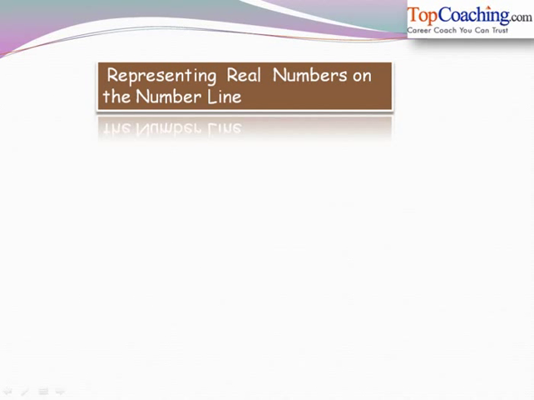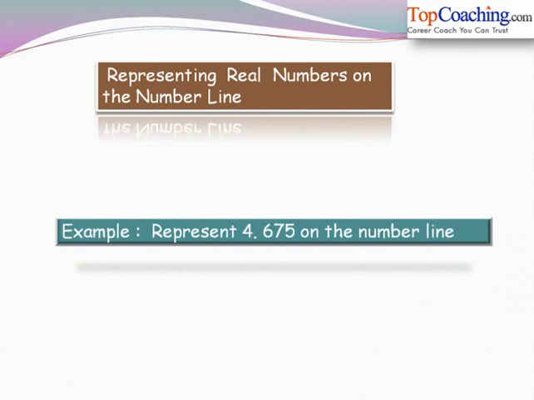Now, let's see how to represent real numbers on the number line. We have seen the representation of integers and natural numbers. Of course, their representation is quite easy. But let's try to see the exact representation of real numbers on the number line, to understand this through an example. So, represent 4.675 on the number line. 4.675 is the number we have to represent on the number line.